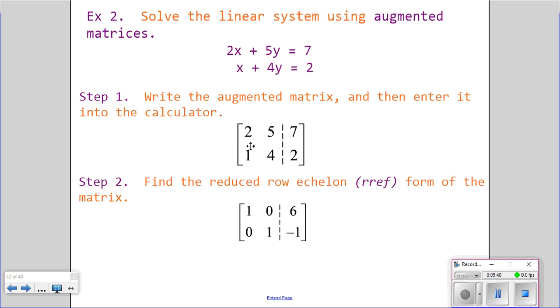Again, just take all the numbers from the equations, leave them in the same order they appear. Just be careful that your equation is always written in standard form first. Standard form means x before y, and make sure x and y are on the same side of the equal sign.